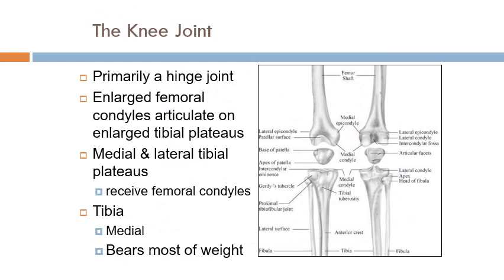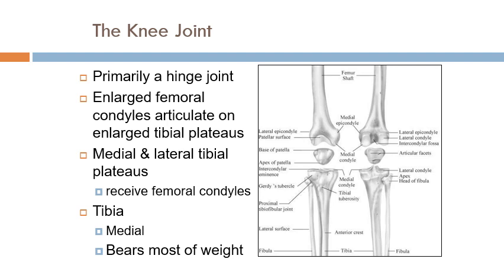Okay, so the knee joint itself, a lot of this stuff is going to be repeat from what we've previously discussed. It is primarily a hinge joint. We said it's primarily a hinge joint because, unlike a classic hinge joint, or as I referred to it in class, a modified hinge joint, it does additional movements that most hinge joints wouldn't do.